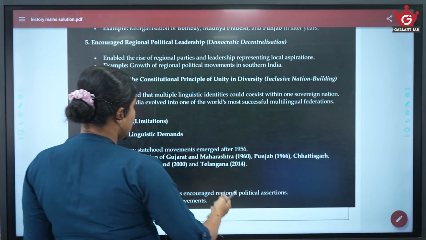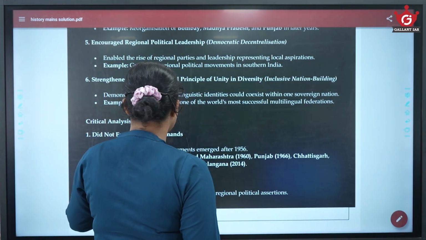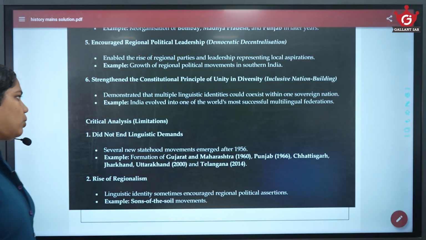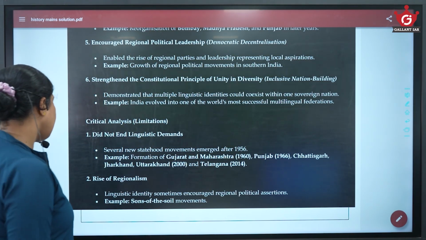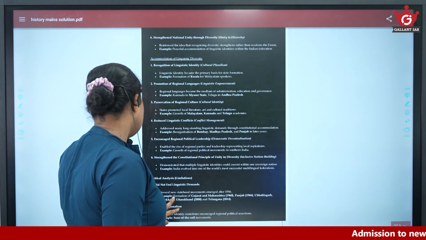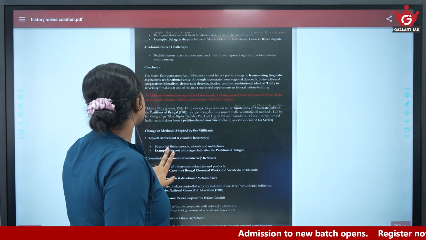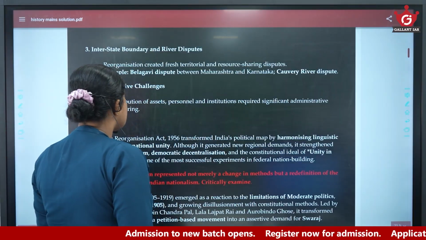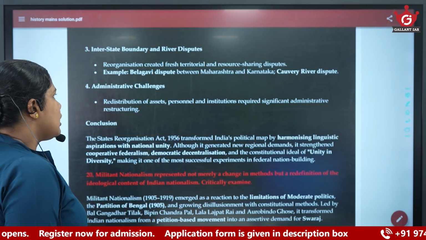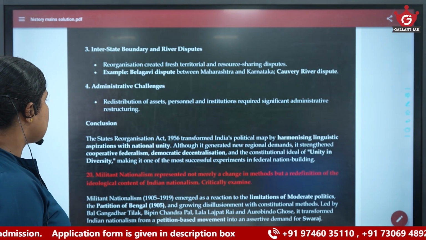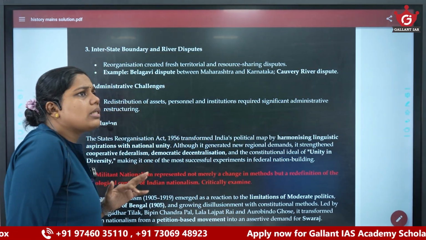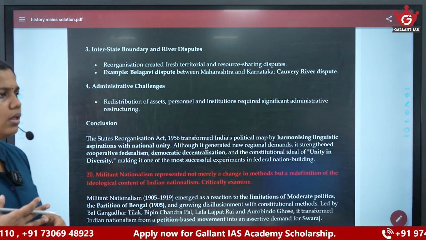For example, formation of Gujarat, Maharashtra, Punjab, Chhattisgarh, Jharkhand, Uttarakhand, and Telangana. Still, several new statehood movements are happening. Next is rise of regionalism, like the son of the soil concept. It's a problematic one now. Next, you can talk about the interstate boundary and river disputes, like the Kaveri river dispute or Belagavi dispute. Next is the administrative challenge, like redistribution of assets, personnel, institutions, etc. So these challenges come along with this, but India is addressing it.